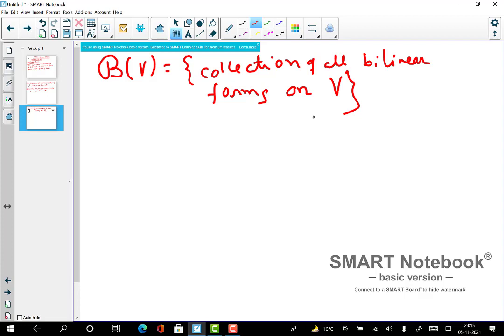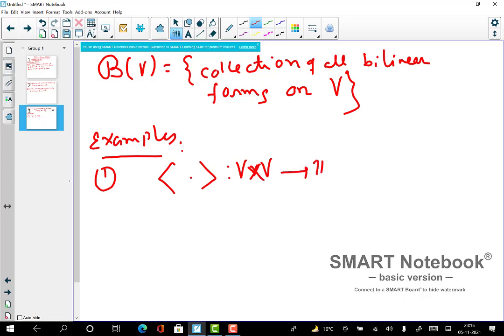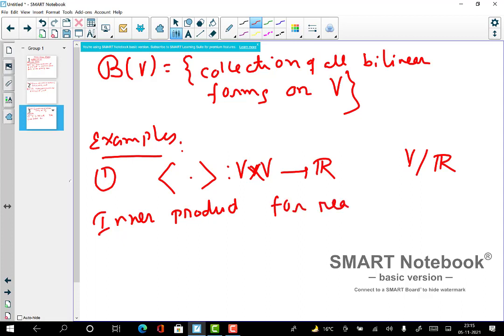So what is the natural example? If V is a real inner product space, then the inner product is a map from V cross V to R, and for a real inner product space it is obviously bilinear.